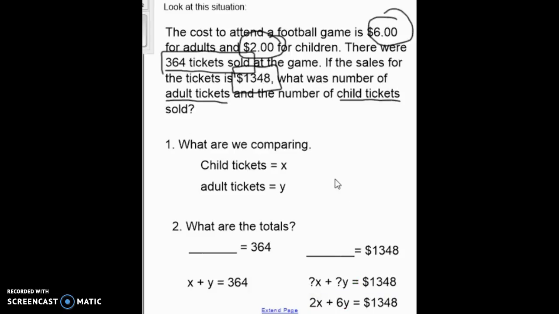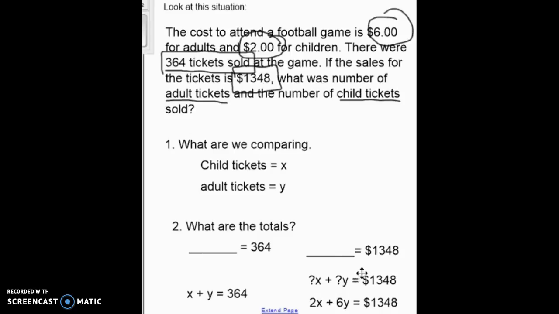We haven't gone over how to solve equations with two variables in them yet. So at this point, this is where we're going to stop. We're only asking you to write equations to solve these problems, not actually to solve them at this point. That will be our next step.